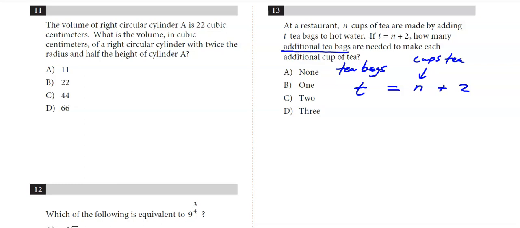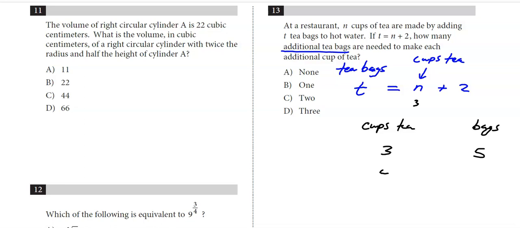Well, I'm just going to make a little table. All right. I'm going to just say, hey, cups of tea, and then the bags. So I don't know. I'm going to just pick a number. Let's say we want to make 3 cups of tea. So if I plug 3 into this equation, 3 plus 2, it takes 5 bags to make 3 cups of tea. Well, my question is how many additional bags are needed to make each additional cup?